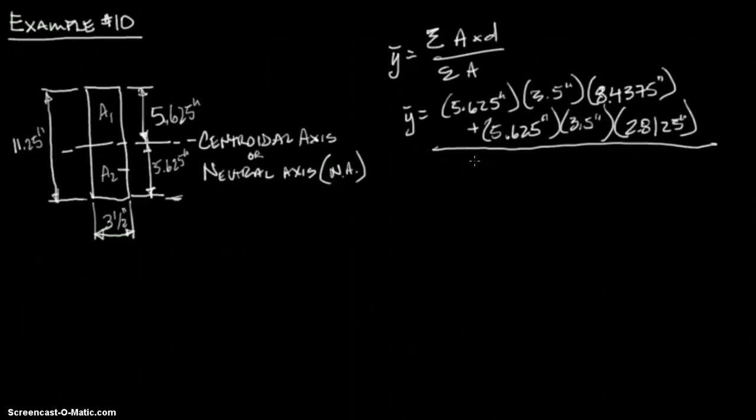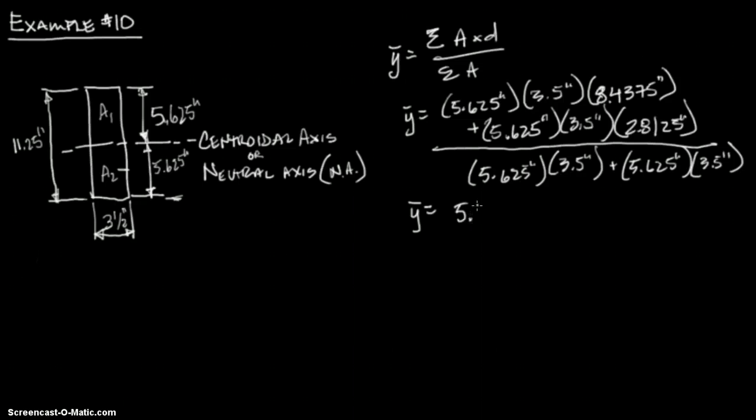Then you want the sum of areas, which is 5.625 inches by 3.5 inches, and then the same thing again. You could multiply by 2, but just in case they weren't exactly the same. Alright, let's calculate this out and justify that the centroidal axis is in the middle, and this equation does work. When I punch this into the calculator, I get 5.625, and that was from the bottom right here. 5.625 is where it says our neutral axis is.